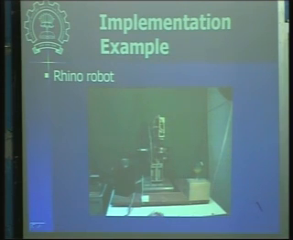This is a little picture about a movie of this Rhino robot performing some task, but in the interest of time, maybe we can look at it in some later classes.